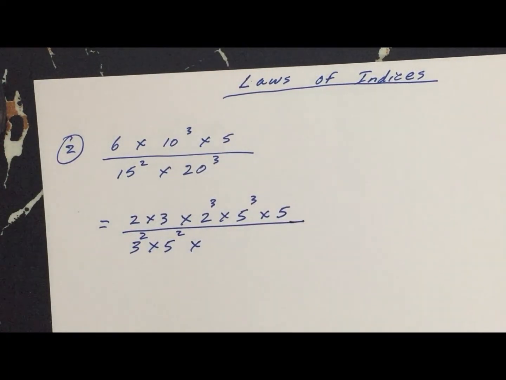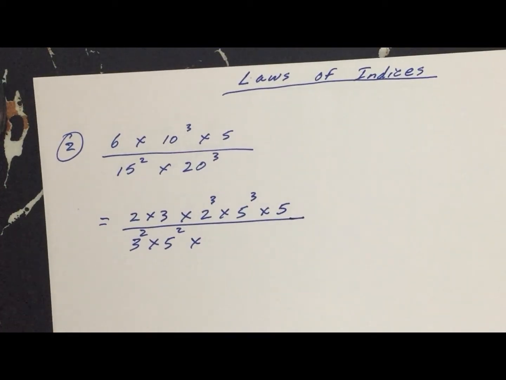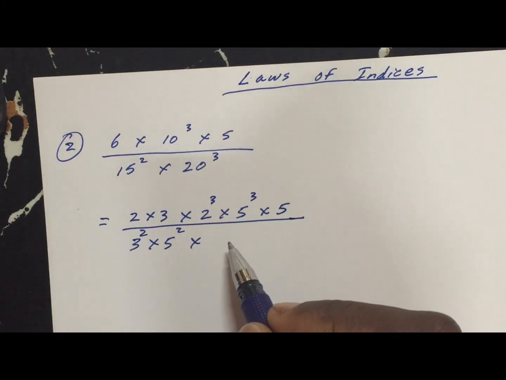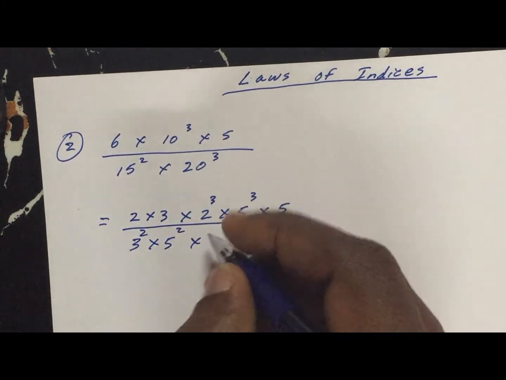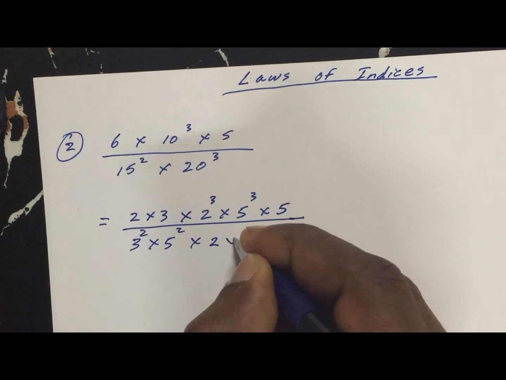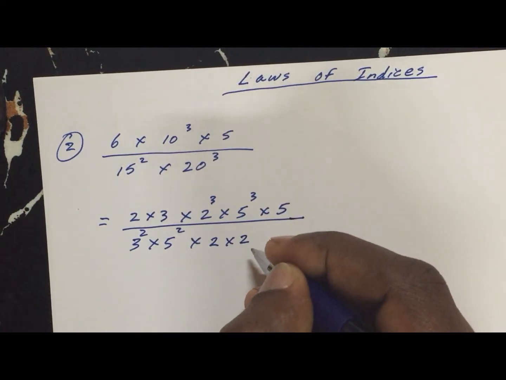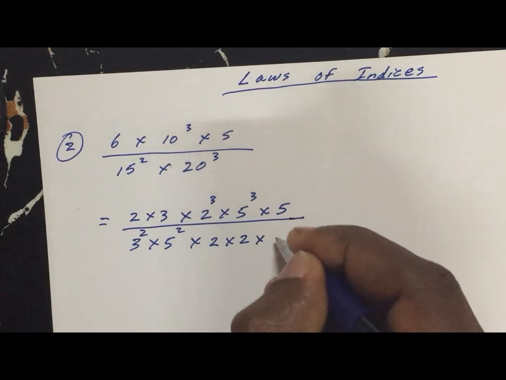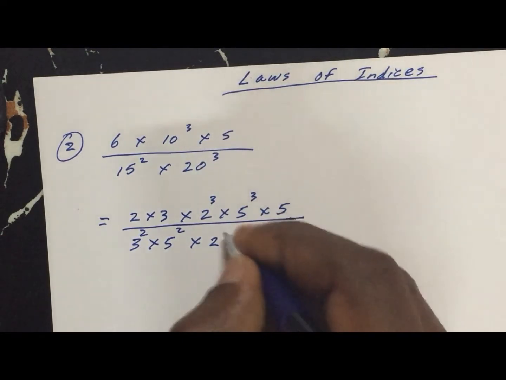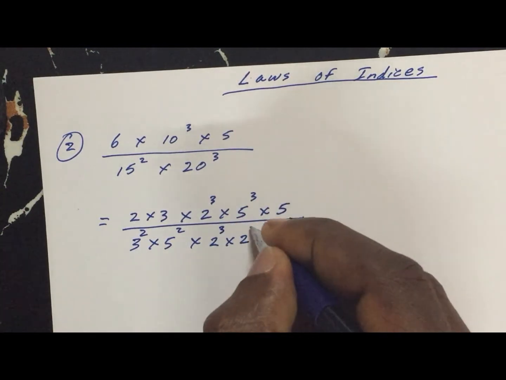Likewise, 20. What can we do with 20? Can anyone say what we can do with 20? We know 20 can be 2 times 10, and 10 can also be broken down as 2 times 5. So 2 times 2, that's 4, and 4 times 5, that's 20. And we put back our powers.